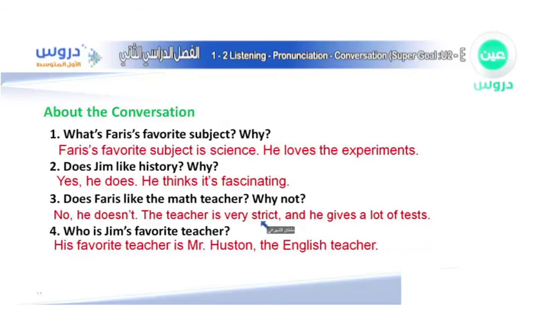Okay, you can write this one. This one is correct and also this one is correct. Number 4, who is Jim's favorite teacher? Okay, his favorite teacher is Mr. Huston. Who is Mr. Huston? The English teacher. He is the English teacher. Very nice, beautiful.